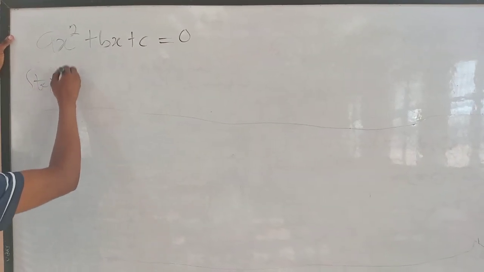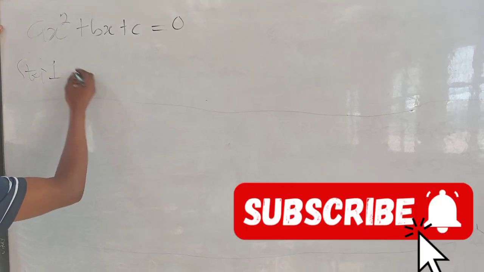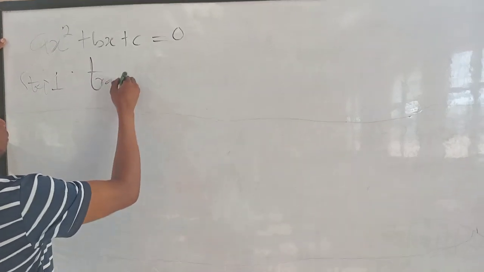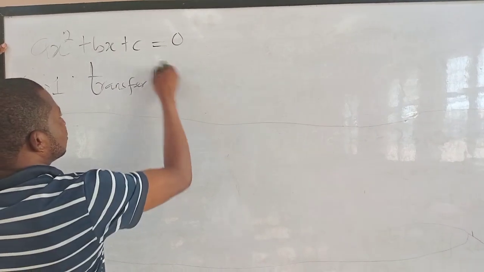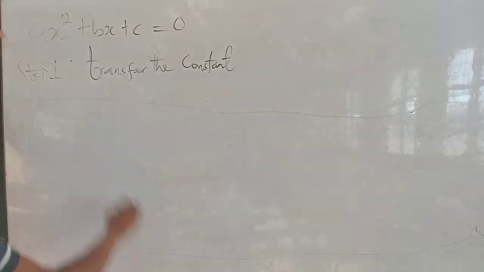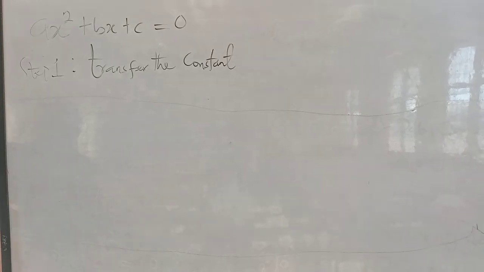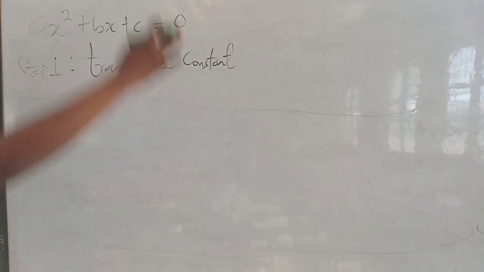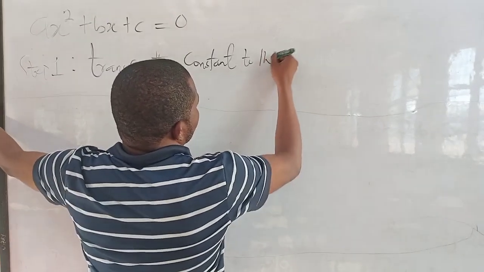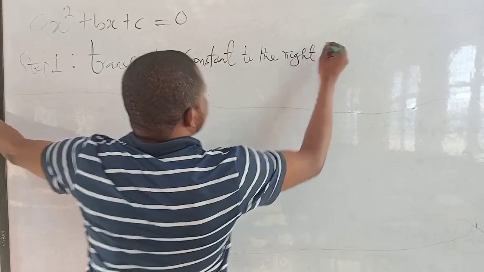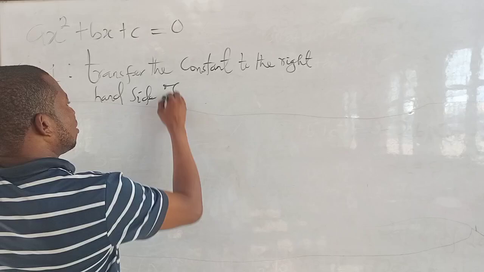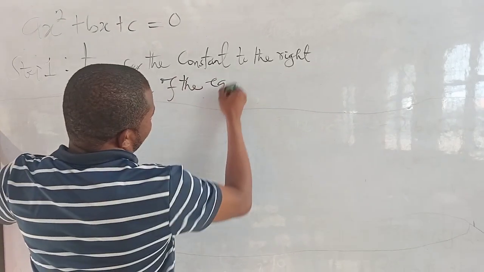Step one: transfer the constant. We are transferring the constant to the right hand side of the equation.